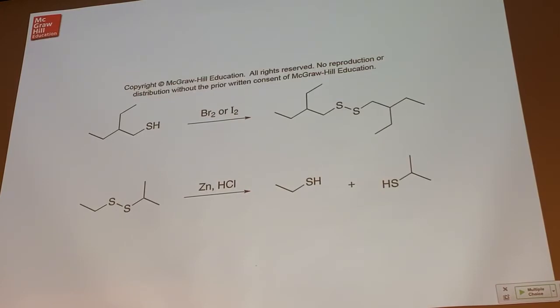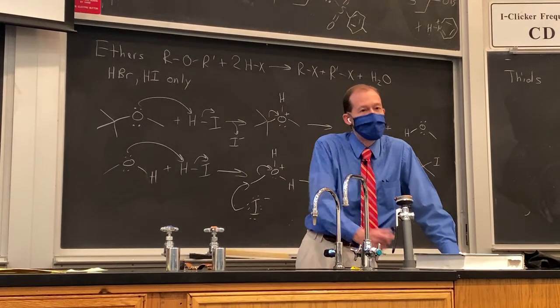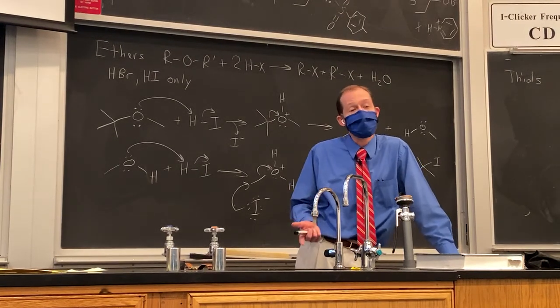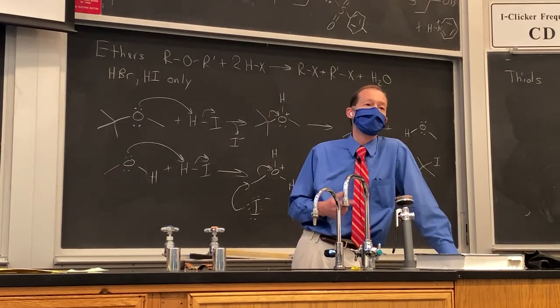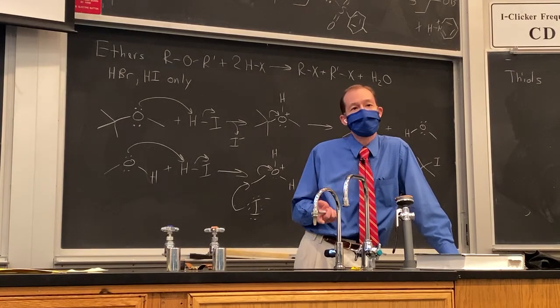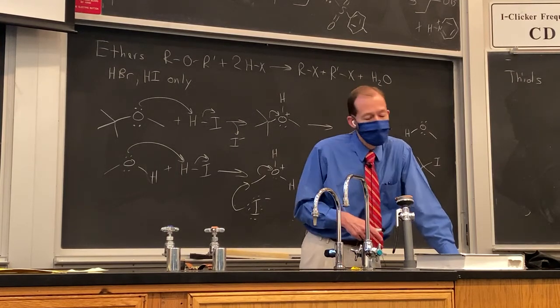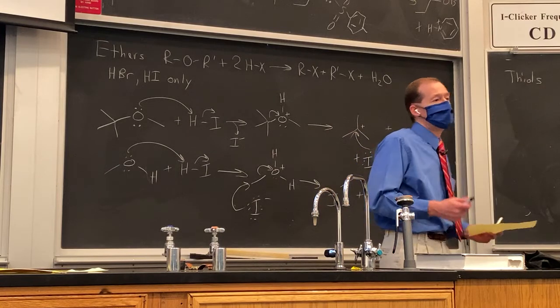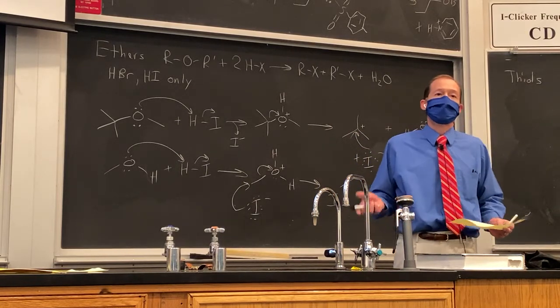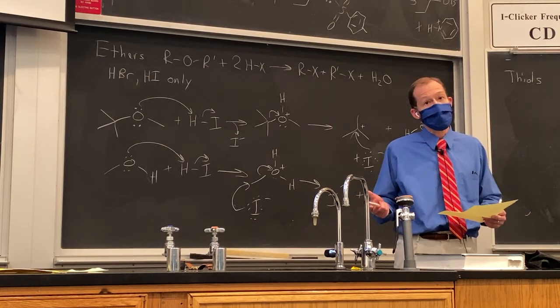All right, so the sulfur analog of an ether is called a sulfide. And we said that you made ethers using the Williamson ether synthesis. We can make sulfides in the same way. We would just use the conjugate base of a thiol as opposed to the conjugate base of an alcohol as our nucleophile. So sulfides differ from ethers in that the sulfur is more nucleophilic than the oxygen of an ether.